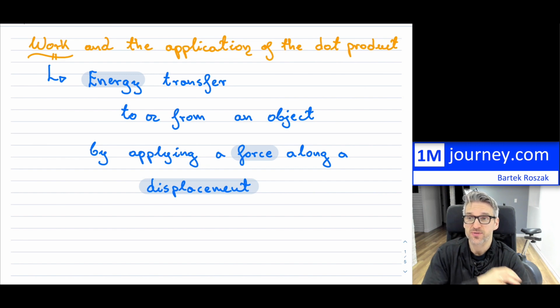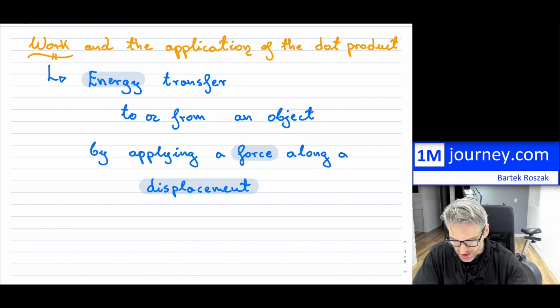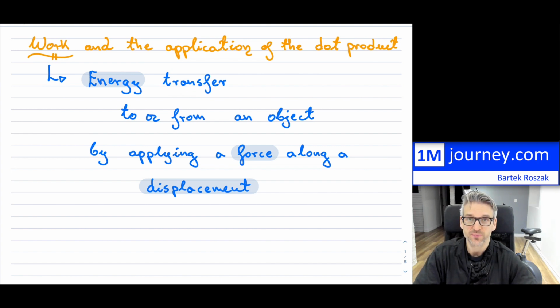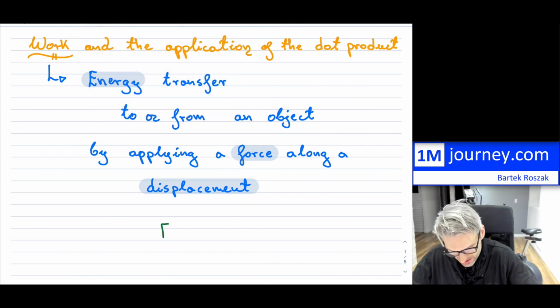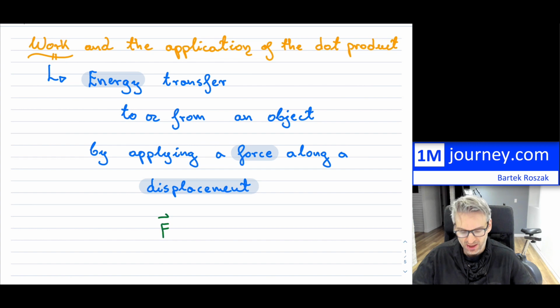As I have written in here, work is really the amount of energy that is being transferred to or from an object. So it's coming to an object or it's coming from an object by applying a force along a displacement. Now, I have highlighted here force and displacement. And if you recall, both of these, in particular force, is an actual vector. It comes in with a magnitude and a direction. And the same thing happens in displacement.